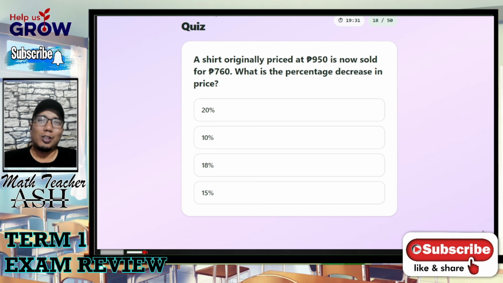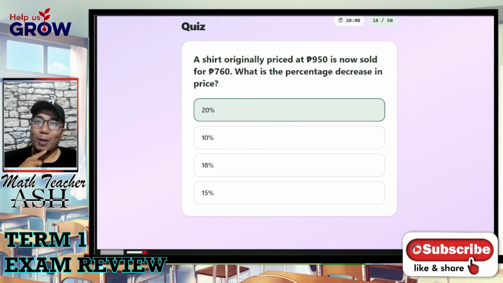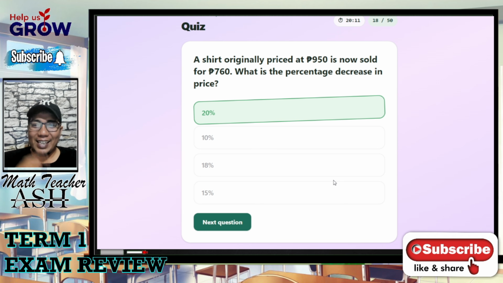Okay, my dear math learners, for us to know the answer for this question, what we need to do first is just subtract 760 from 950. If you subtract that, that would be 190 pesos. Okay, so the question is, what is the percentage of 190 pesos to 950 pesos? What do you think? Alright, that is 20%. Now let's check whether we are correct. Alright, easy, right? So now let us go to the next question.